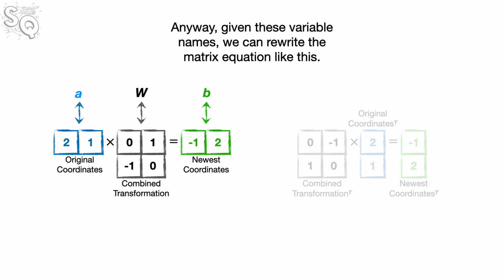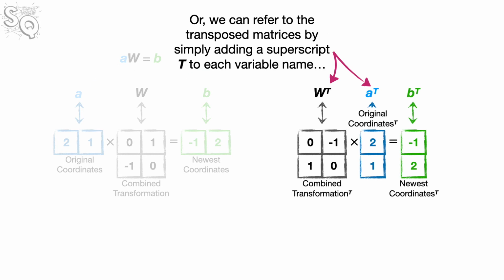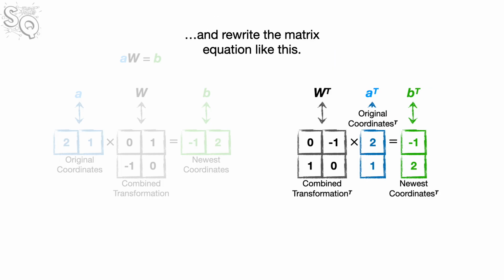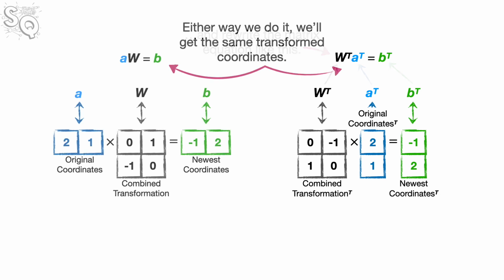Anyway, given these variable names, we can rewrite the matrix equation like this. A times W equals B. Or we can refer to the transposed matrices by simply adding a superscript t to each variable name, and rewrite the matrix equation like this. The transpose of W times the transpose of A equals the transpose of B. Either way we do it, we'll get the same transformed coordinates.